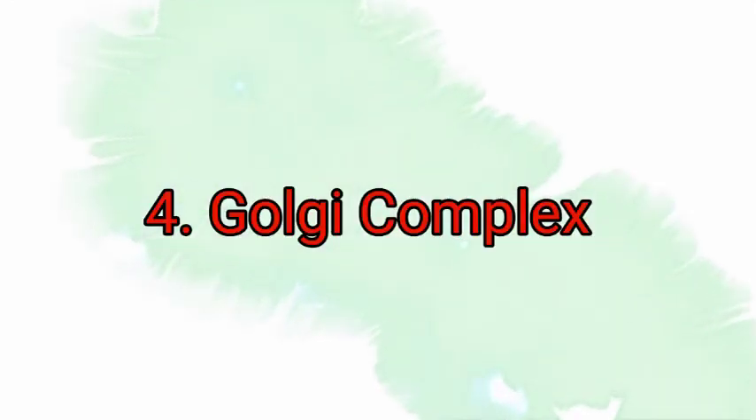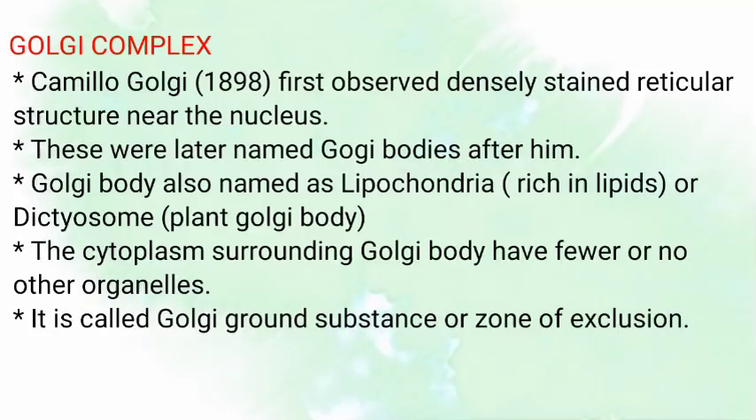Golgi complex. The scientist Camillo Golgi in the year 1898 first observed densely stained reticular structures near the nucleus. These were later named Golgi bodies. Golgi body is also named lipochondria because it is rich in lipids, and plant Golgi bodies are also called dictyosomes. The cytoplasm surrounding Golgi bodies has fewer or no other organelles. It is called Golgi ground substance or zone of exclusion.